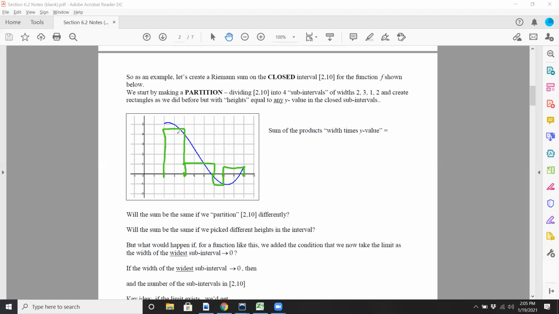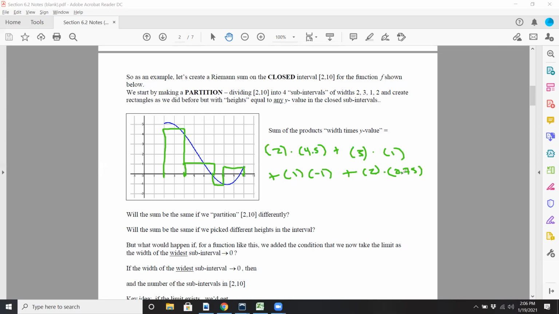So if I take a look at it, obviously my first width is 2, and I made the height about 4.5. For the second rectangle, the width is 3, and I think I did the height at 1. For the next one, I did a width of 1, and because I went down to -1, I'll put -1 there for the y value. And then here, I have a width of 2, and probably, I don't know, say 0.75.